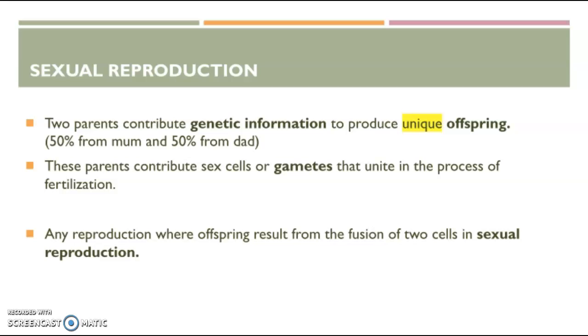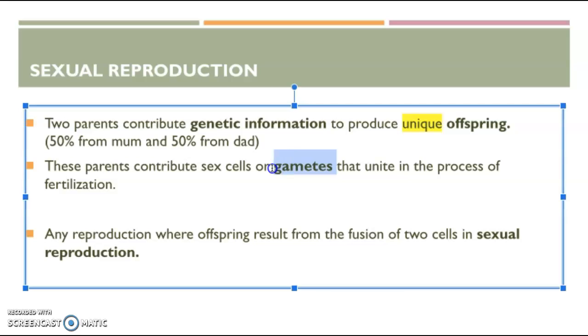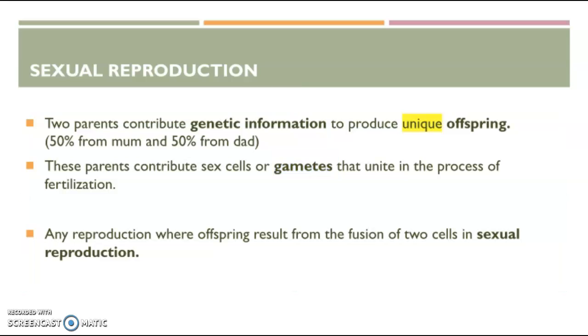Okay. These parents must contribute sex cells, or something we call gametes. So this is how you say it, gametes. They unite and they start the process of fertilization. So the easiest thing to think about here is eggs and sperm. They are human sex cells. Male sex cells are sperm, female sex cells are eggs. They come together, they fertilize, and they create a beautiful baby.